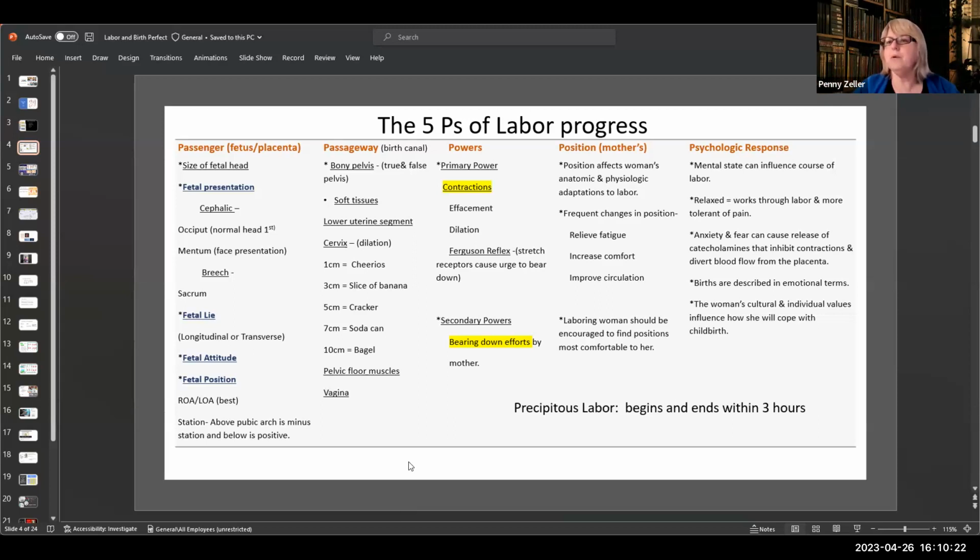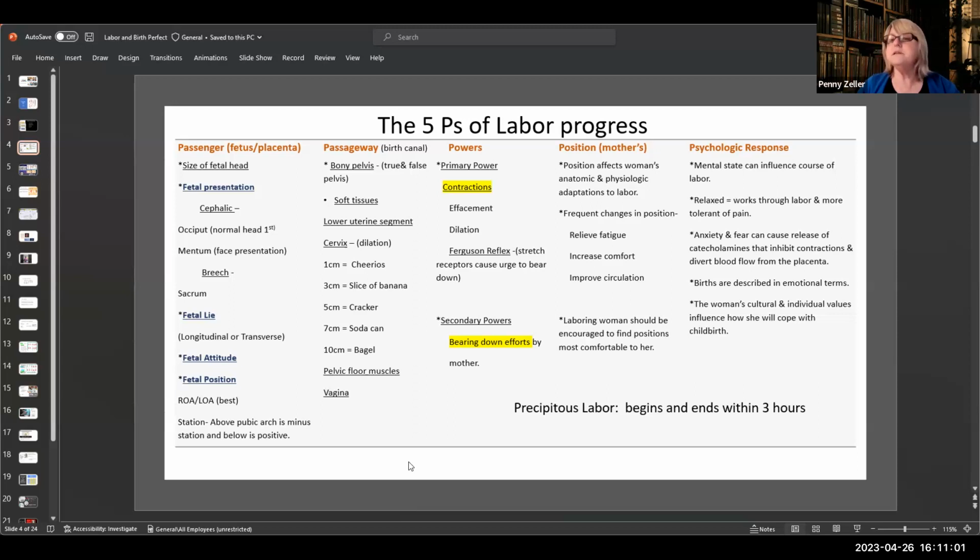Powers of labor. There's two powers that allow labor to begin and to progress. So we've got contractions. We've talked about contractions. Contractions are the primary power for the baby to navigate through the canal. The secondary power is mother. She has to push. Okay, so that bearing down that she does during stage 2, when she's fully dilated and fully effaced, she can begin pushing during contractions.